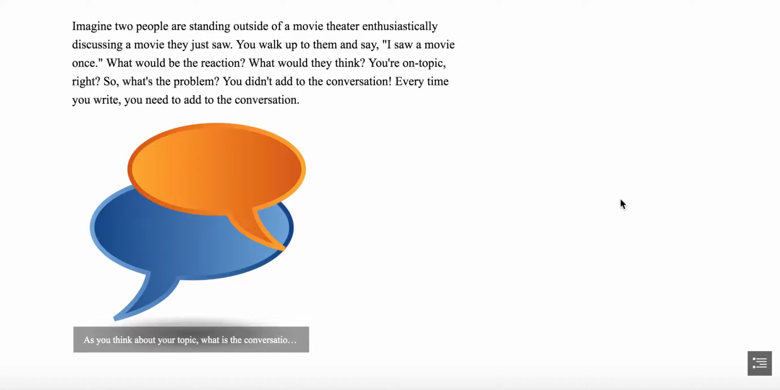As you think about your topic, what is the conversation? What is being said about your topic? What needs to be said? How are you going to add to the conversation?